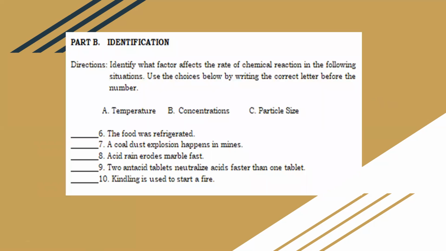For part B, identification. Direction: identify what factor affects the rate of chemical reactions in the following situations. Use the choices below by writing the correct letter before the number. A, temperature; B, concentration; C, particle size. Number 6, the food was refrigerated. We're going to choose among the three. 7, a coal dust explosion happens in mines. 8, acid rain erodes marble fast. 9, 2 antacid tablets neutralize acids faster than one tablet. 10, kindling is used to start a fire.